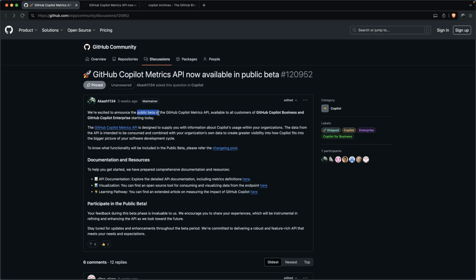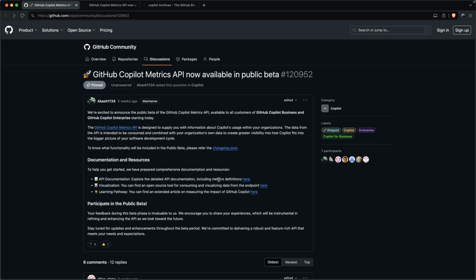All right, so this is a public beta of the metrics API available to business and enterprises starting today to supply you with information about Copilot's usage in your organization. So how people are actually using the Copilot extension. All right, so it's intended to be consumed and then combined with your own organization's data, I guess to produce some sort of report, to then produce visibility into how Copilot fits into the bigger picture of your software development lifecycle.